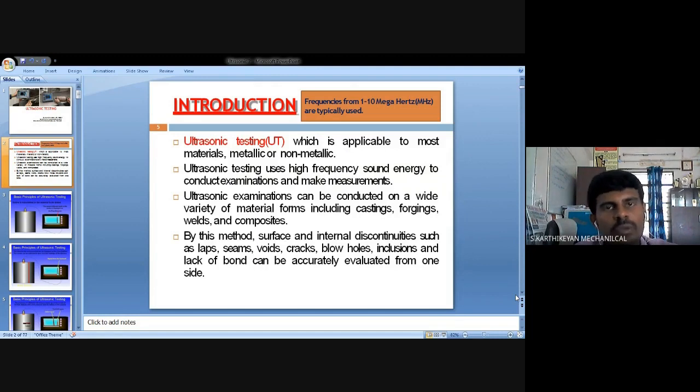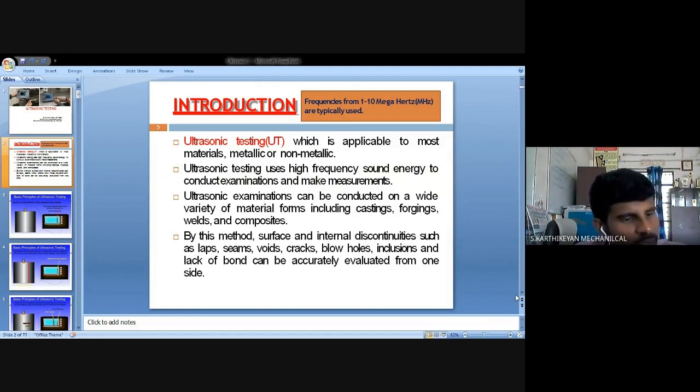For example, in liquid penetrant testing, we examine the surface discontinuities alone. But in ultrasonic testing, we can examine the internal discontinuities, such as laps, seams, voids, cracks, blowholes, inclusions, and lack of fusion, which can be exactly and accurately evaluated in this type of ultrasonic testing method. Most importantly, it is suitable for metallic or non-metallic materials.